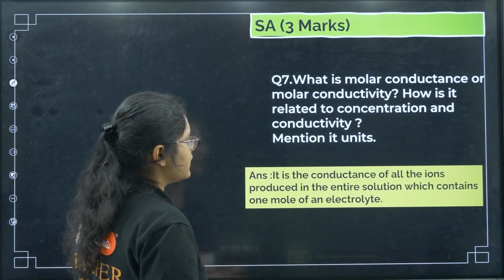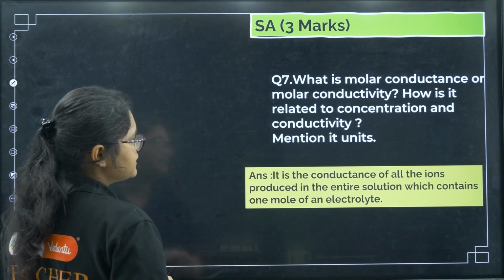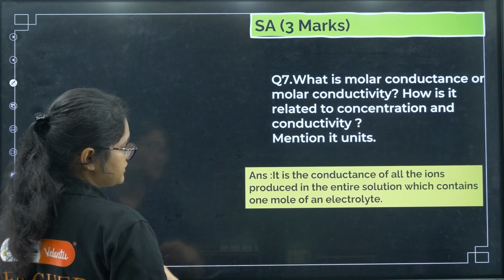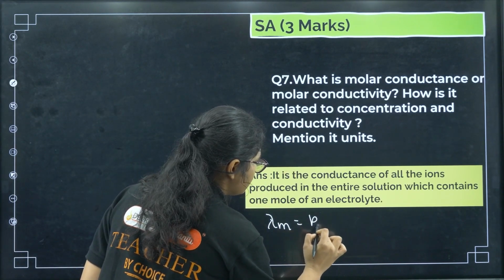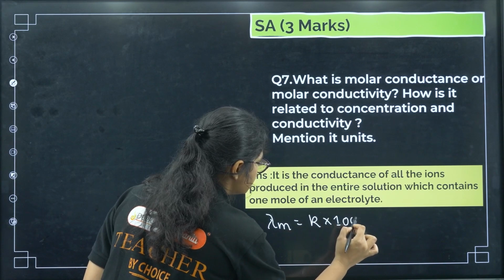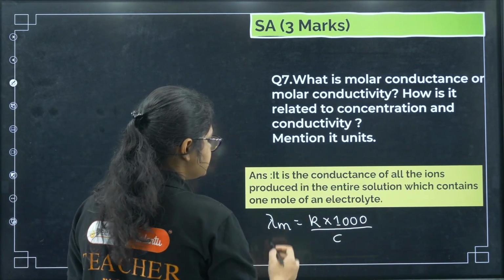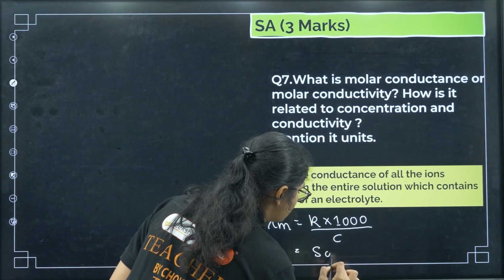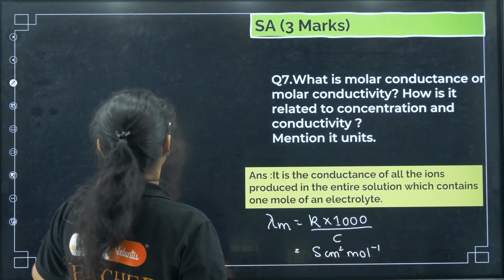Next, how is it related to concentration and conductivity? So I have to just write down the formula for this one. Molar conductivity is equal to kappa into 1000 by C. Okay. Next, mention its unit. So it is S centimeter square mole inverse.